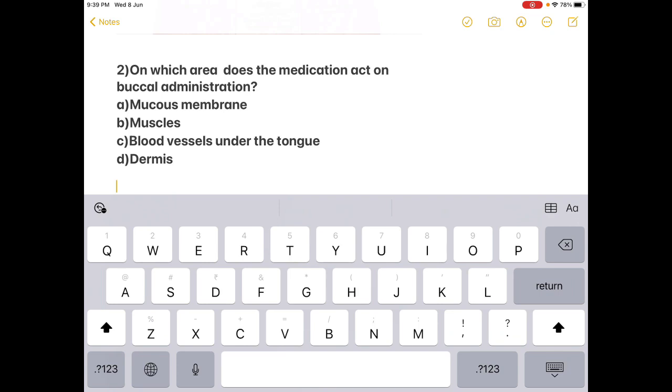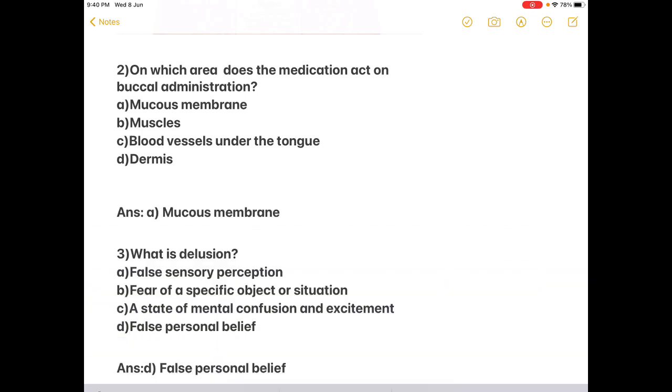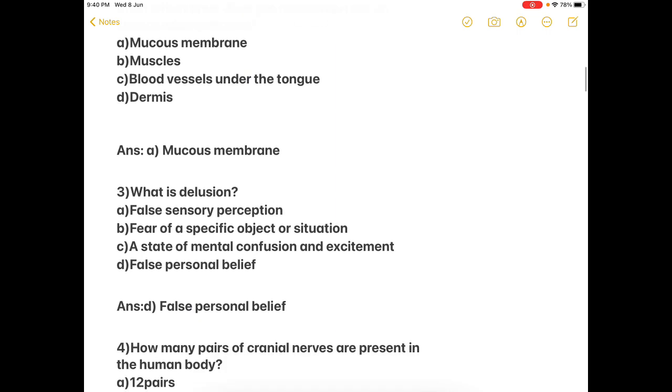So next question. Which area does the medication act on in buccal administration? Option A, mucous membrane. Option B, muscles. Option C, blood vessels under the tongue. Option D, dermis. You might have already guessed the answer. The correct answer here is A, mucous membrane. Kindly note, it is not the blood vessels under the tongue, but it is on the mucous membrane.